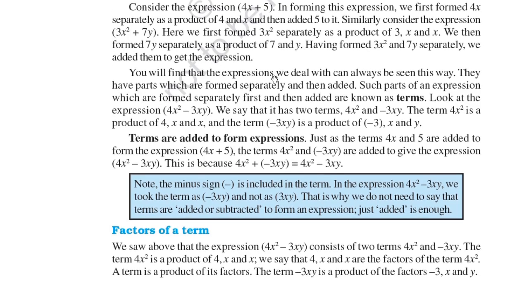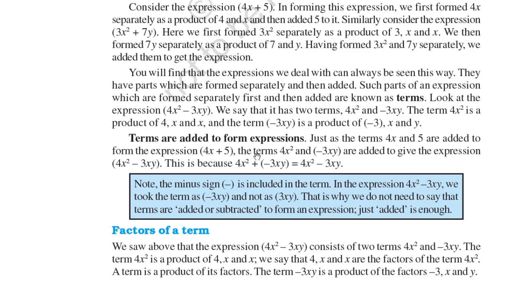You will find the expressions we deal with can always be seen this way. They have parts which are formed separately and then added. Such parts of an expression which are formed separately first and then added are known as terms. So it is called terms. Look at the expression 4x square minus 3xy. We say that it has two terms, 4x square and minus 3xy. The term 4x square is a product of 4, x and x, and the term minus 3xy is a product of minus 3, x and y.